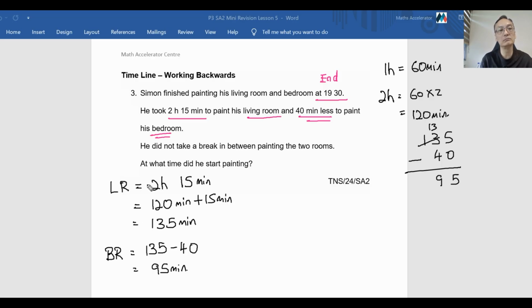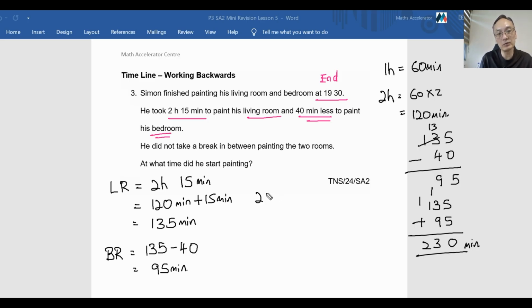So next we'll add the two timings together to find out how long Simon will take to finish painting both the living room and the bedroom. So we will take 135 plus 95. 5 plus 5 is 0, carry 1. 1 plus 3 is 4. 4 plus 9 is 13. Carry 1. So 1 plus 1 is 2. So in total, he spent 230 minutes to paint both rooms.